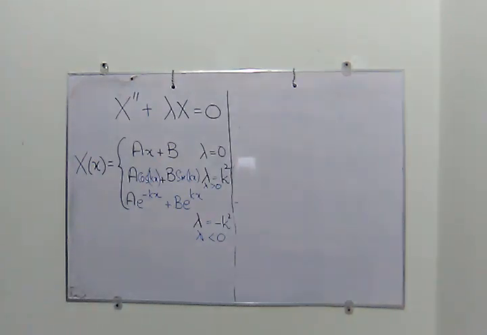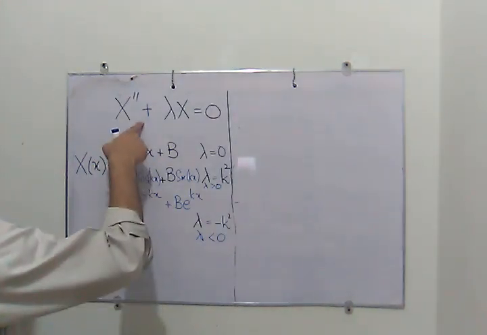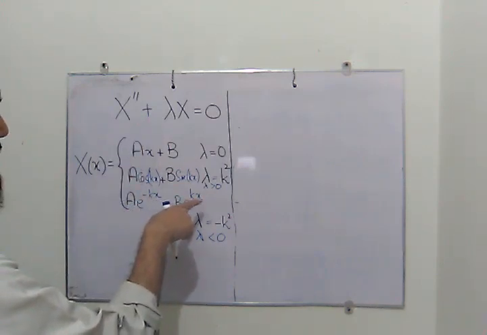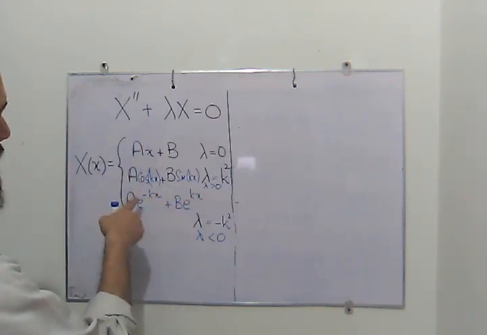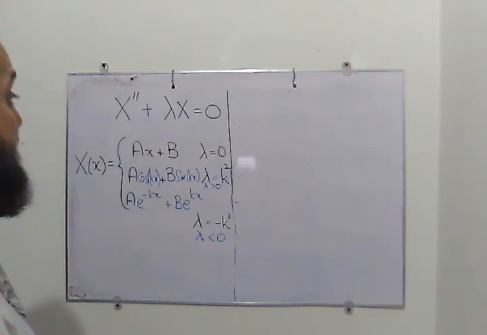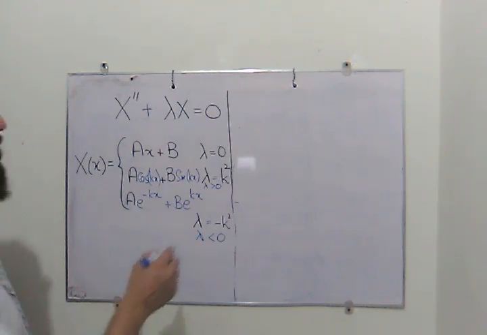So this is the situation when we have changed the sign from minus to plus. The solution will have been changed when we take the values of lambda greater than 0 and less than 0. Let's see whether these solutions satisfy the differential equation or not.